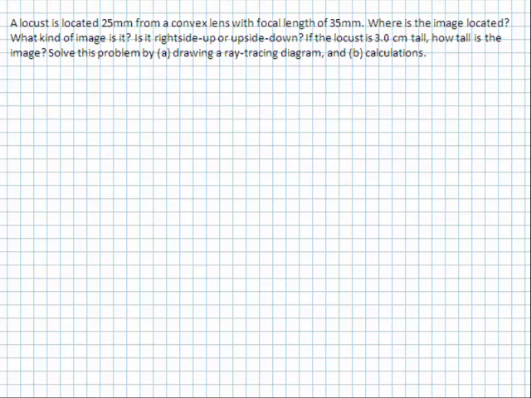A locust is located 25 millimeters from a convex lens with focal length 35 millimeters. Where is the image located? What kind of image is it? And is it right side up or upside down? If the locust is 3 centimeters tall, how tall is the image?